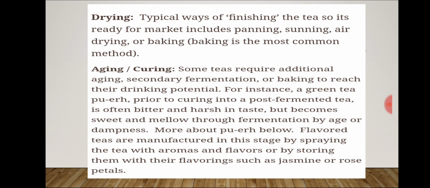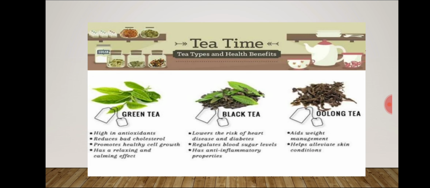Flavored teas are manufactured at this stage by spraying the tea with aroma and flavor or by storing them with their flavoring such as jasmine or rose petals.